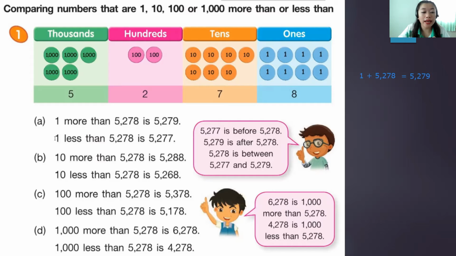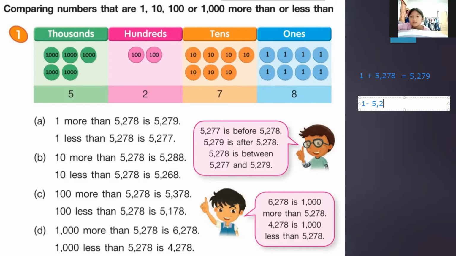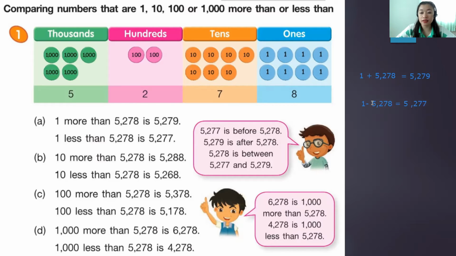We have here 1 less than 5,278, which is 5,277. When we say less than, it means subtract, so you're going to minus. 5,278 minus 1 is equal to 5,277. So that is less than.